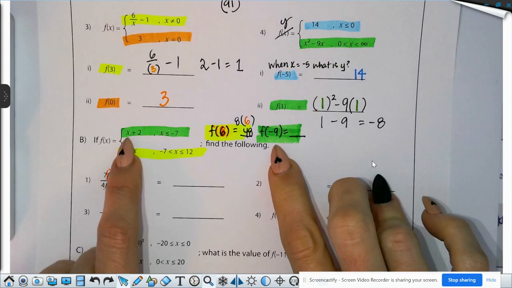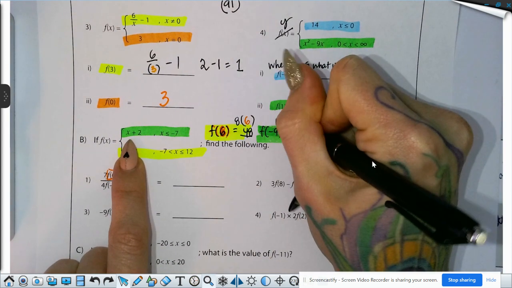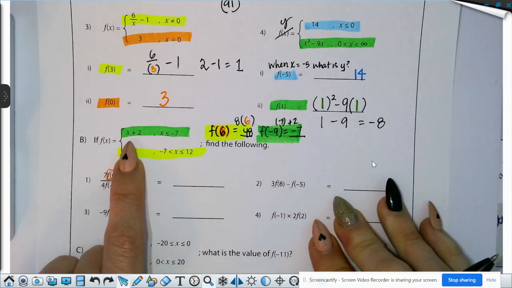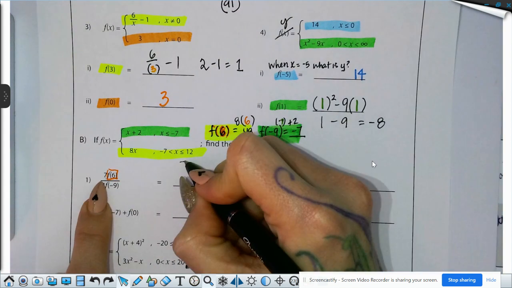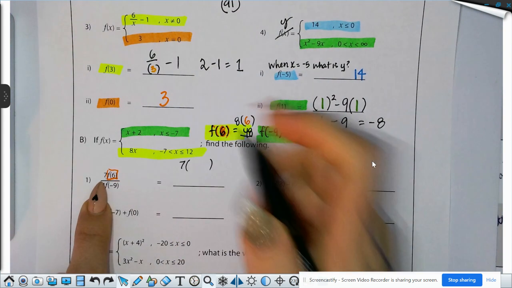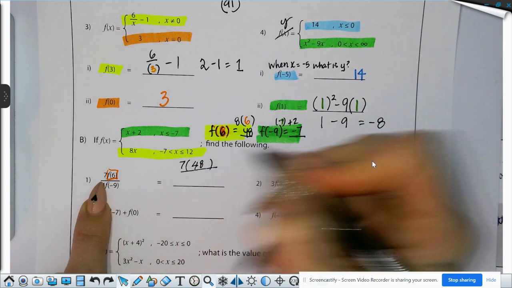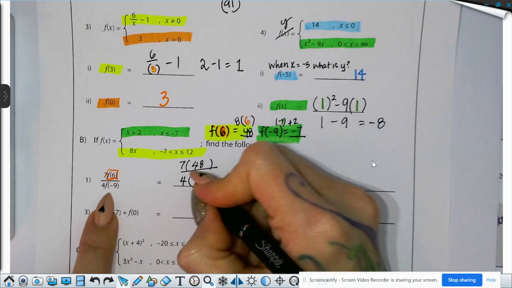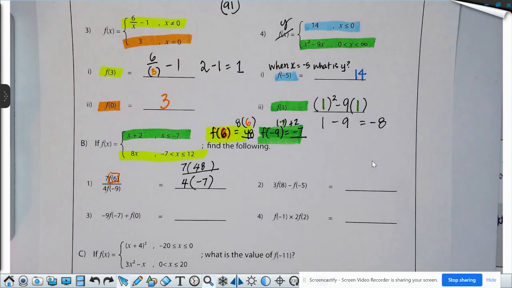Negative 9, we're going to plug that in. That negative 9 plus 2. So I owe you $9. I paid you 2. I owe you 7. Now, this is 7 times f of 6, which is 48, over 4 times f of negative 9, which we got is negative 7. So 7 times 48.